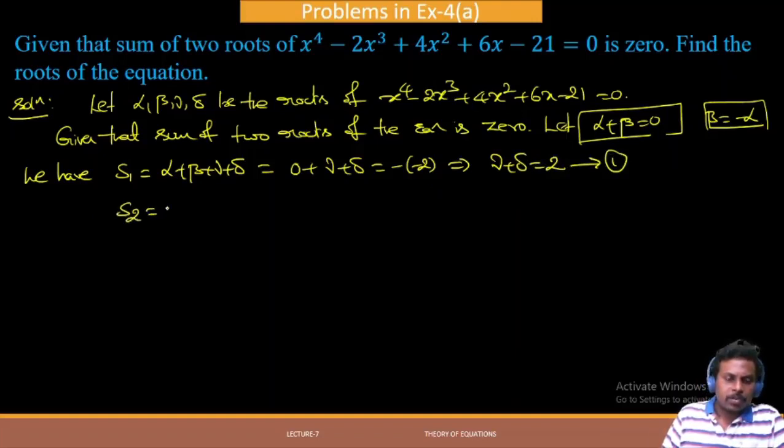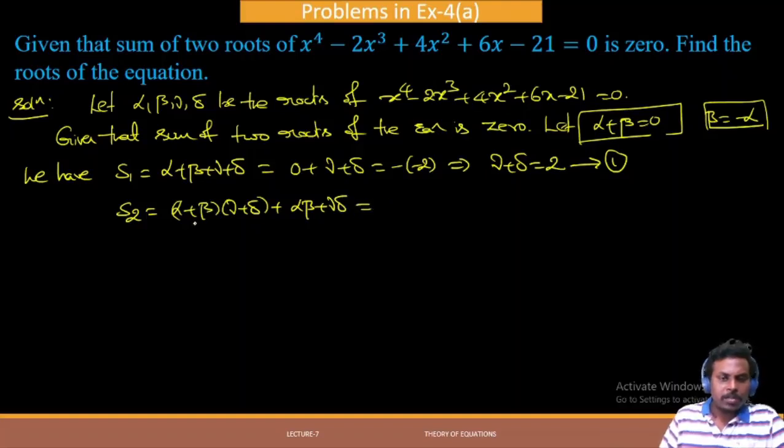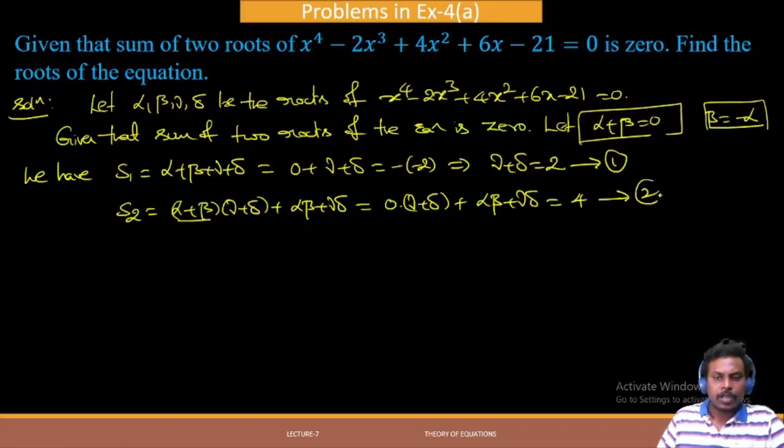Now what is S2? S2 can be written as (alpha plus beta) into (gamma plus delta) plus alpha beta plus gamma delta. Since alpha plus beta is equal to 0, this is 0 into (gamma plus delta) plus alpha beta plus gamma delta, and that value is equal to 4. Call it equation 2.